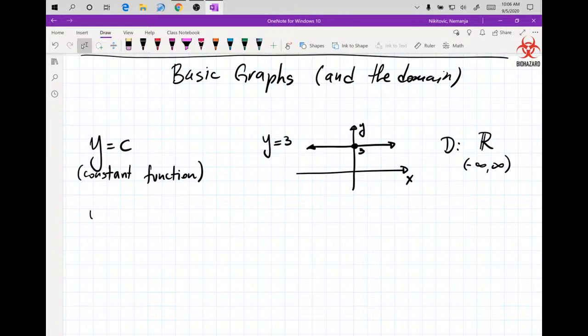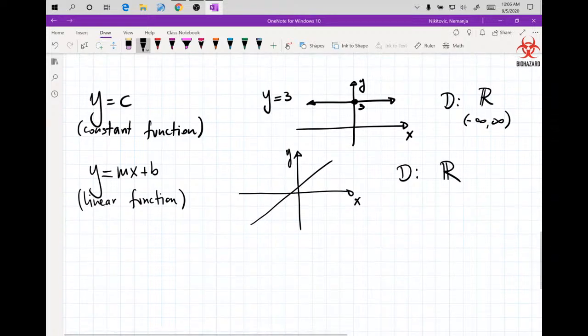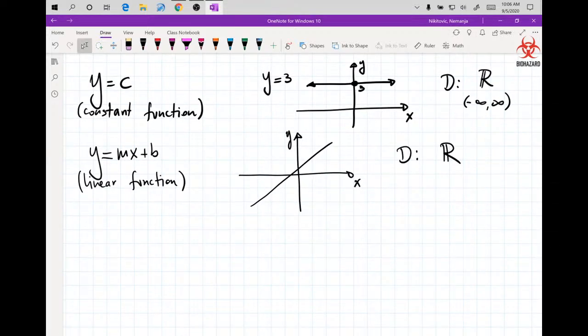The next creature is y equals mx plus b. That's your linear function, also studied in algebra. And this introduces the slope m and all of that kind of stuff. So you can have an example of something, let's say, like this. And in this case, the domain is again all real numbers. This R has 2 bars as we draw this, and you just put your x and your y, and you're done. So that was a linear function.